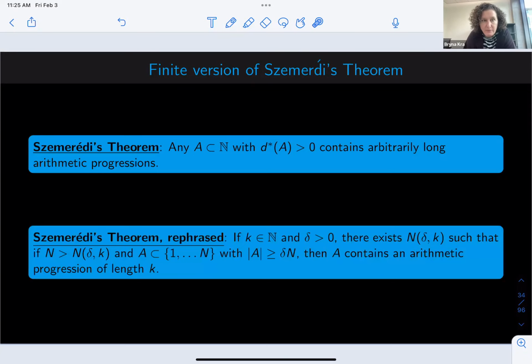And so what do I mean by rephrased? The top version is Szemerédi's theorem in the traditional phrasing. You take a set of positive upper density, then it contains arbitrarily long arithmetic progressions. But here, what I'm saying is if you fix the density and the length you're looking for, that's the K, which is going to be the length of the progression. And you fix a delta, which is going to be the density. Okay, so delta is the density that we care about, and K is the progression length.